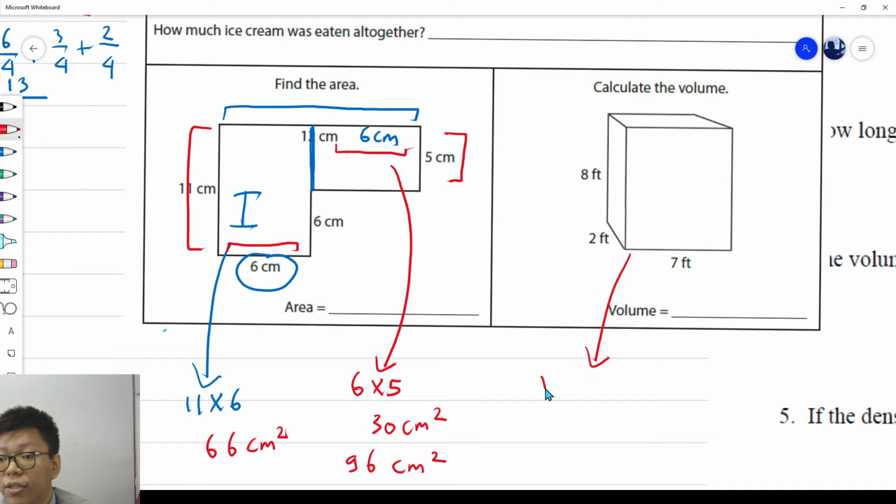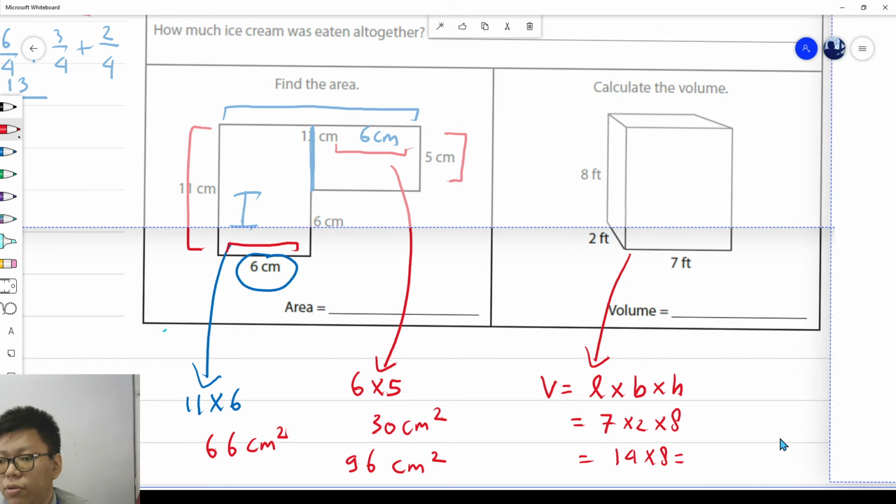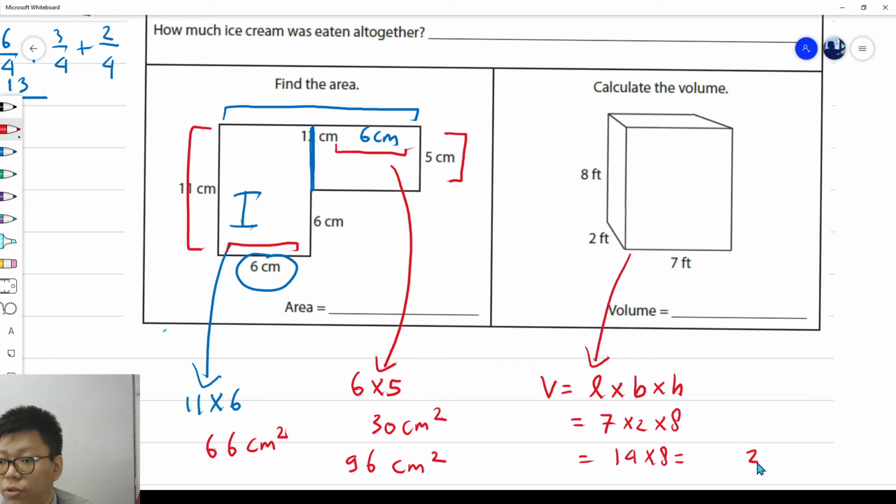The volume will be length times breadth times height, or you can call it width, it's also the same. That is 7 times 2 times 8. That is 15 times 8. Wait a minute, I'm gonna move this first. Okay, so we have enough room. So it will be 2, 3, 112 feet cubic. Because all are in feet, the unit will be feet cubic.